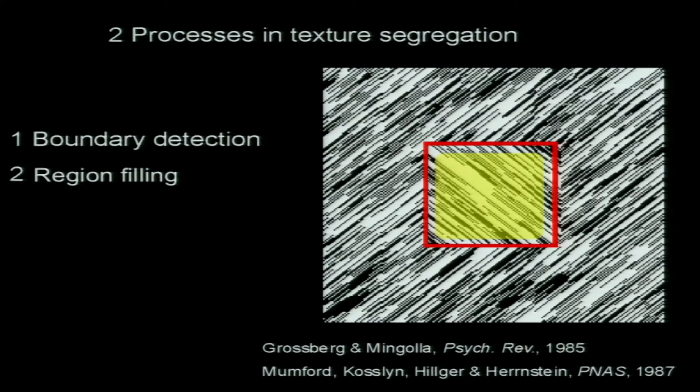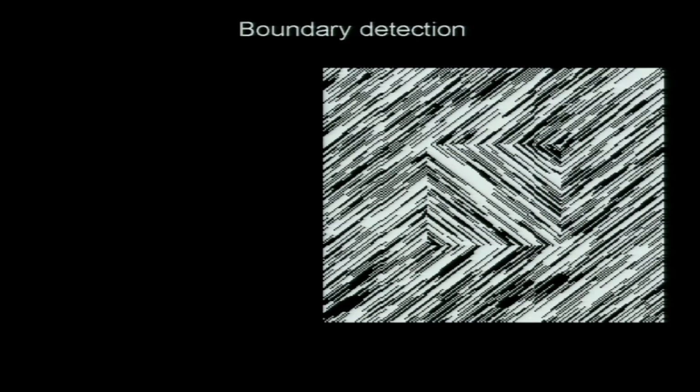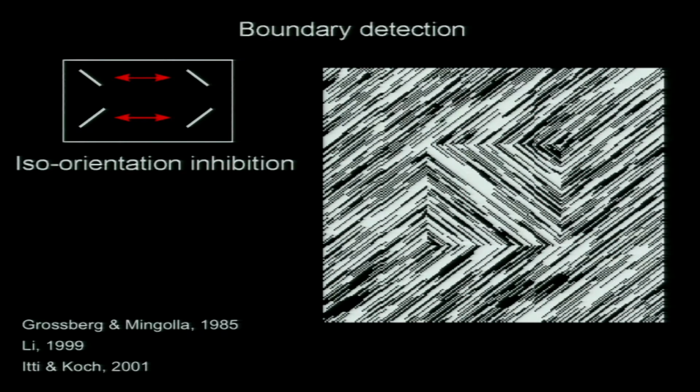Now we want to understand the mechanism, so it's a good idea to again look into the computational neuroscience literature. And what you'll find is that people typically propose that for boundary detection, what you need is iso-orientation inhibition. So neurons that are tuned to the same orientation should inhibit each other.